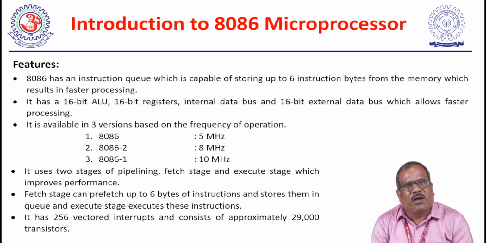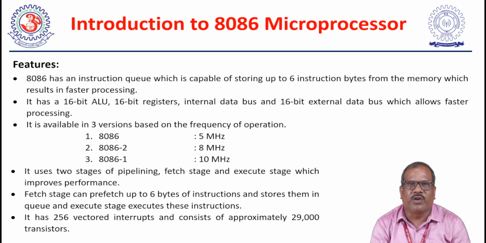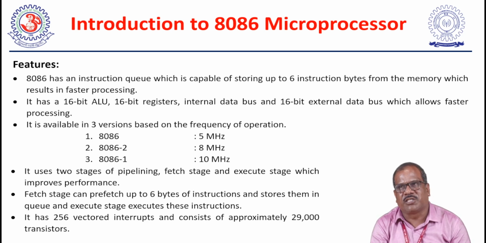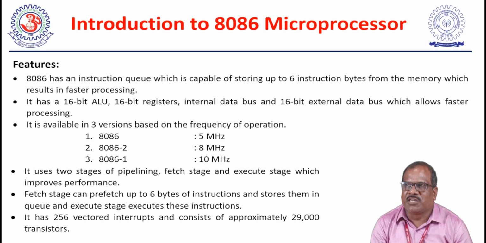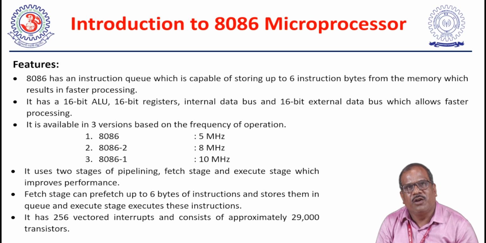Some other features of the 8086 microprocessor: it has an instruction queue of 6 bytes. With the help of the instruction queue, you can prefetch instructions, which are initially stored in the instruction queue. During execution, the prefetch provides fast execution. It has a 16-bit arithmetic logic unit and many 16-bit registers: 16-bit general registers, 16-bit segment registers, and 16-bit pointer registers. All the registers can be used for programming purposes.